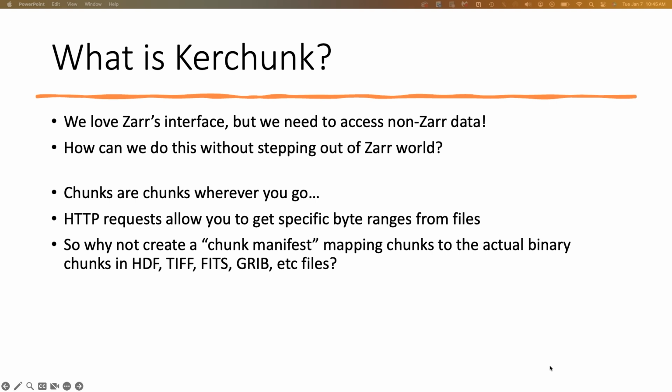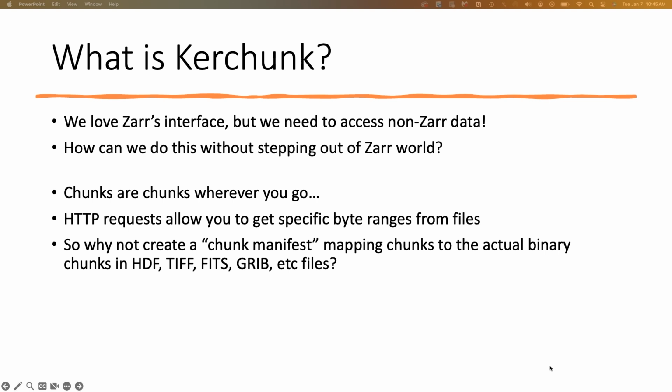We need to access all of this data since 1970, right? Which is when satellite imaging started to take off. And that's all stored in, if you're lucky, NetCDF4 or HDF5 or GeoTIFF. If you're not lucky, then it's stored in something else. GRIB, FITS, which is astrophysical images, all these even more obscure file formats. How can we do this for multiple files, for all of these crazy data sets, without stepping out of the Zarr world? And so the fundamental concept is that a chunk is a chunk, it doesn't matter where you go, right?